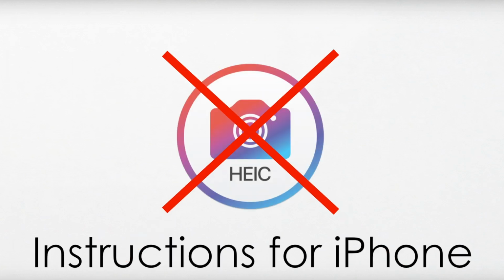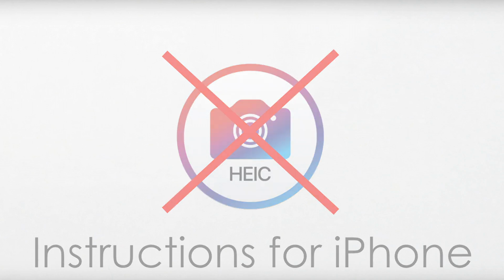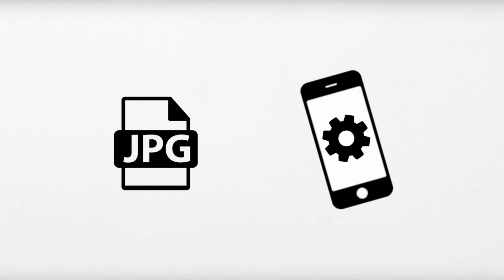In order to ensure the photos you take are not in HEIC form, you can use one of the following two procedures. The first involves switching your phone's settings so that any photos that are taken are in JPEG format as opposed to HEIC format.